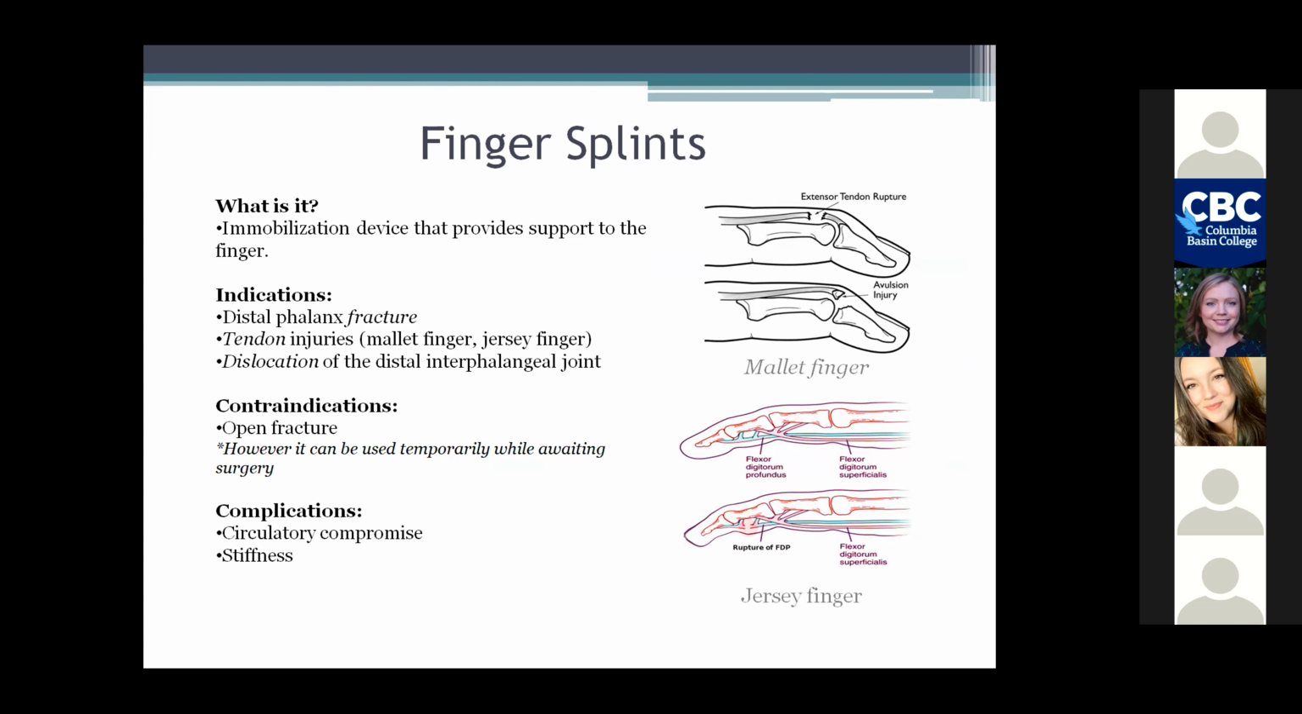Contraindications for a finger splint would be an open fracture, but we can use this if we're waiting to get into surgery and need something to stabilize it. And then we want to watch out for complications such as circulatory compromise if it's too tight, or stiffness if it's been in a splint too long.